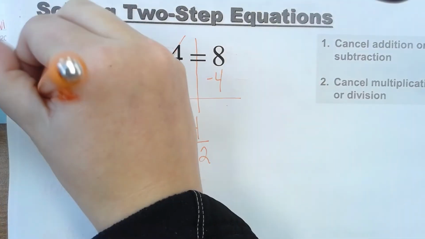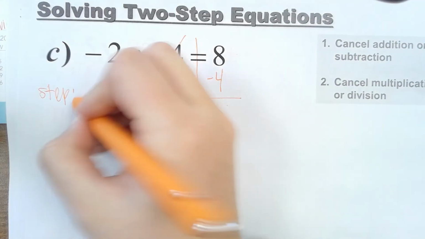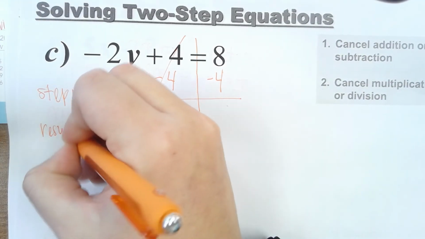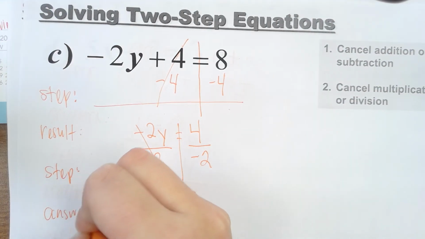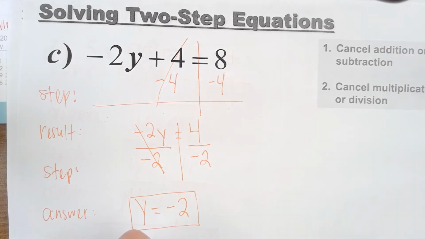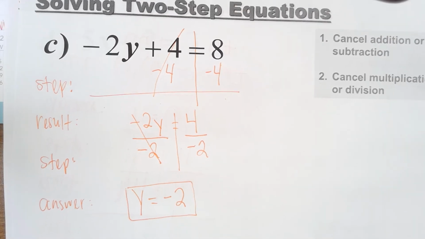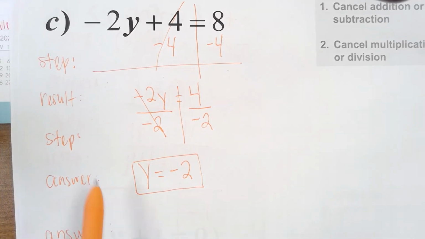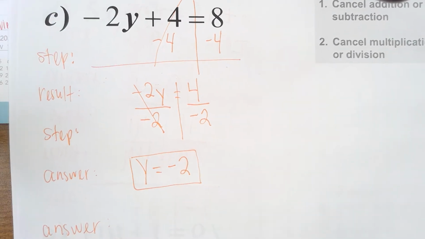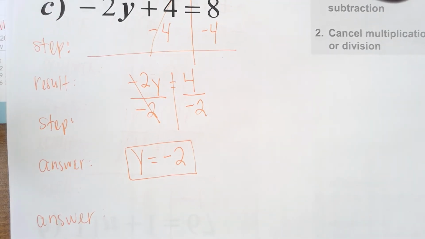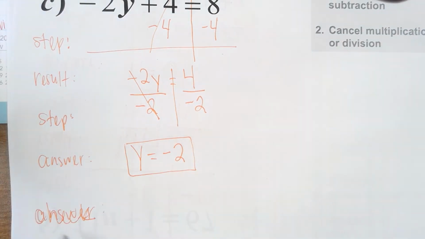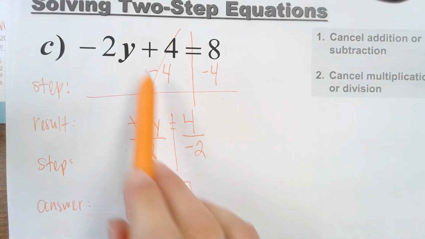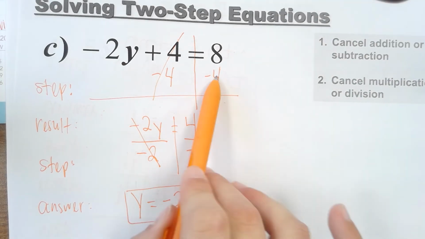So you guys on your quiz and test could see like this: step, result, step, answer, check. And it's just to remind you guys of the steps to take to solve a two-step equation. Okay, so that's why I've been writing it over here off to the side, because you guys should or might be able to see this, okay? So my last step is to check. I wrote down answer twice. So plug your answer back into the variable and rewrite the problem.